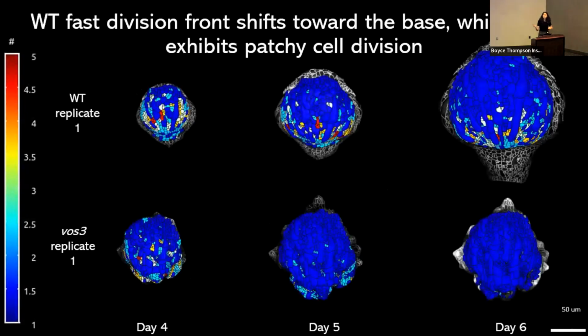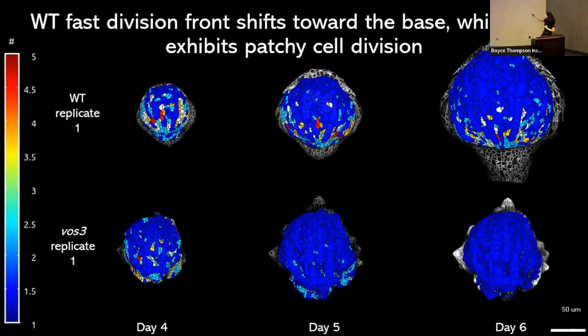This pattern changes when we look at days 4, 5, and 6. Wild type shows kind of a cell division front, whereas the distribution of cells that are dividing rapidly shift down toward the base. VOS3, however, shows more of a patchy random distribution of quickly dividing cells, and there seems to be less cell division overall, especially in days 5 and 6.